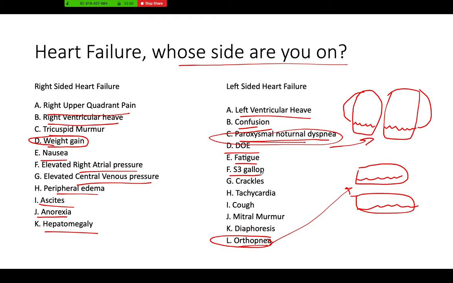We have this S3 gallop. This is our pouring a glass of water into a bathtub. Our heart is full of blood already. Now we open up the valve and blood comes in, and it's just sort of sloshing around, giving us that S3. Crackles is our pulmonary edema, tachycardia, a cough, some mitral murmurs possible, sweating and diaphoresis is possible, as they start to have the symptomology of congestive heart failure.